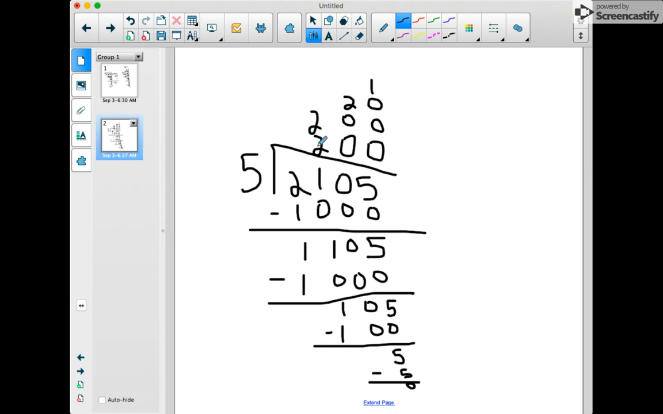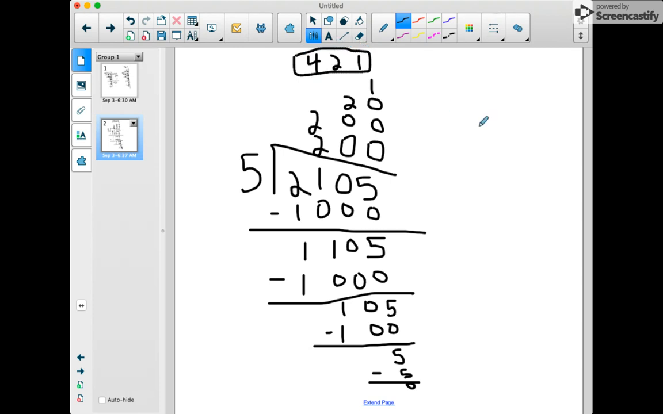And then looking up here with my partial quotients, I'm going to add up. So the 2 plus 2 would give me my 4, because there's a 2 and a 2 in the hundreds place, so 400, a 2 in the tens place, and a 1 in the ones place for an answer of 421.